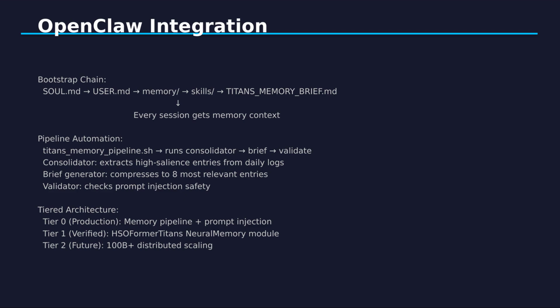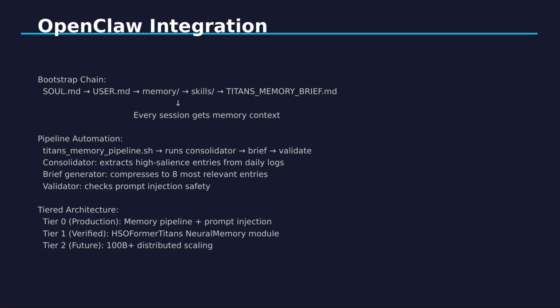The automated memory pipeline runs daily. The consolidator extracts high salience entries from session logs. The brief generator compresses to the 8 most relevant entries with importance and confidence scores, and the validator checks for prompt injection safety. The tiered architecture has 3 levels.